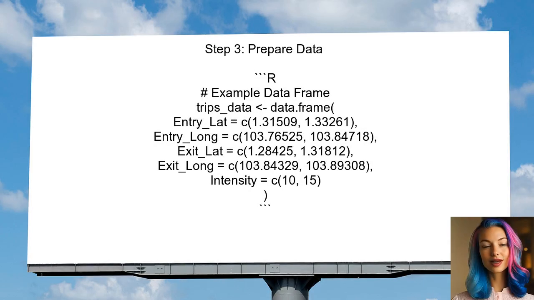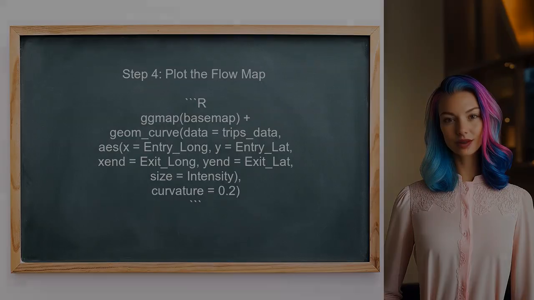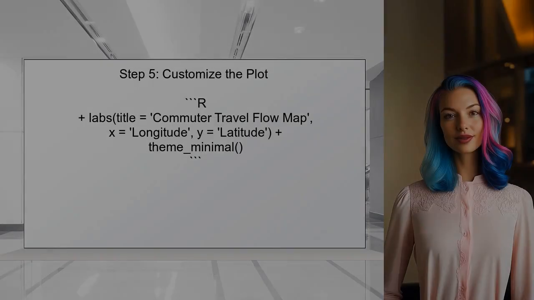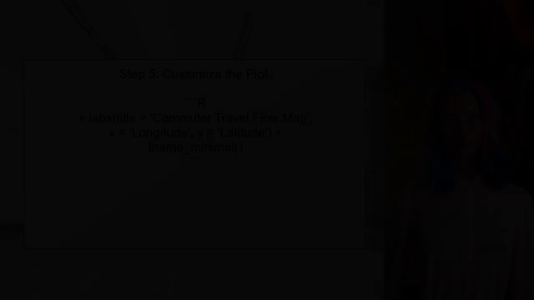Now, the user should prepare the data for plotting. This involves creating a data frame that contains the entry and exit coordinates, along with the intensity of trips between them. Next, the user can plot the flow map using geom_curve to represent the travel paths. The intensity can be represented by the size of the curves. Finally, the user can customize the plot further by adding titles, labels, and adjusting the aesthetics to enhance the visual appeal of the flow map.